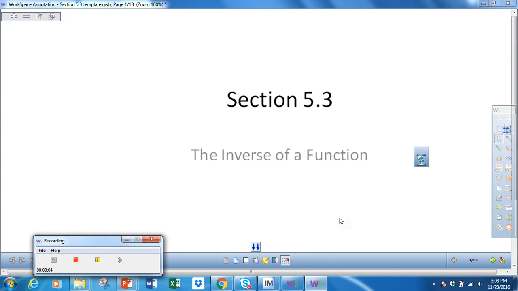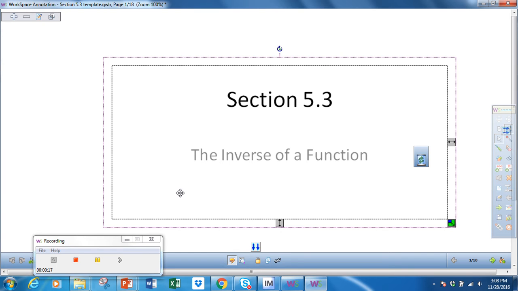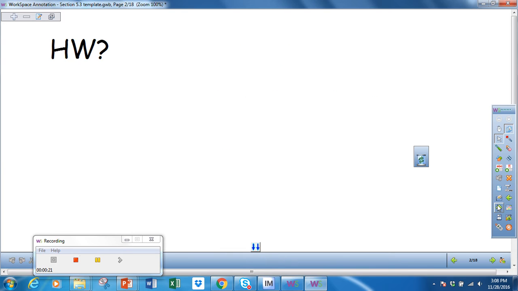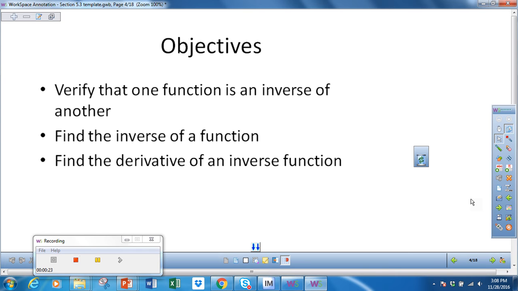In this section, we're going to look at finding the derivative of an inverse function. I'm going to start by showing you how to do this just kind of intuitively, and then I'm going to show you problems where the intuition doesn't exactly work. So our objective for today is to find the inverse of a function and then find the derivative of the inverse of the function.